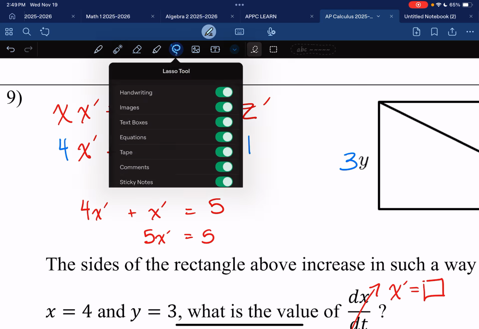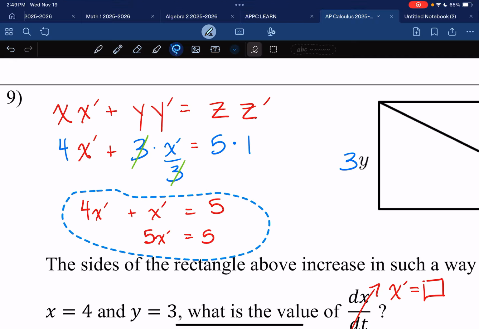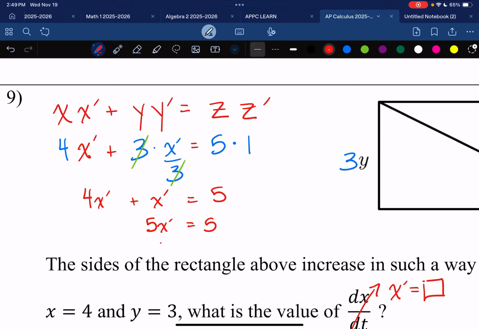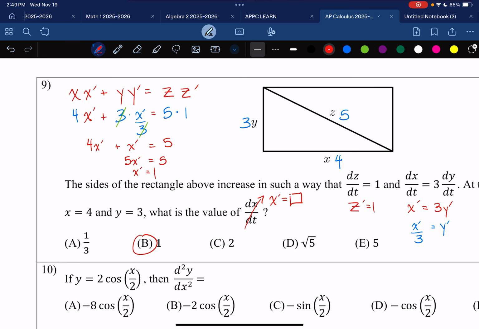So let me move all this so I can show that work. Move you up a little bit. Divide both sides by 5, and x prime is equal to 1. And we have solved the problem. Come down here. The correct answer here is B. It's 1.